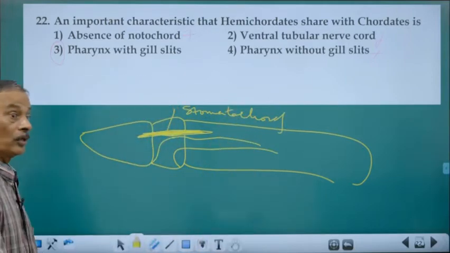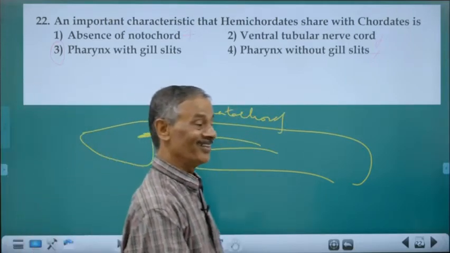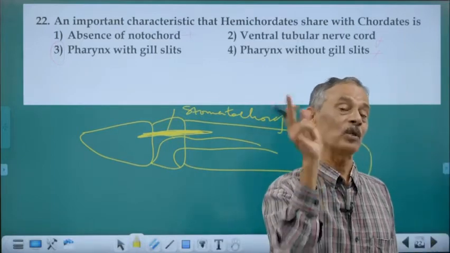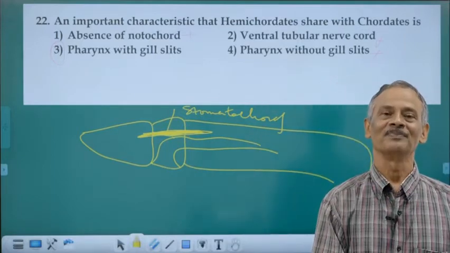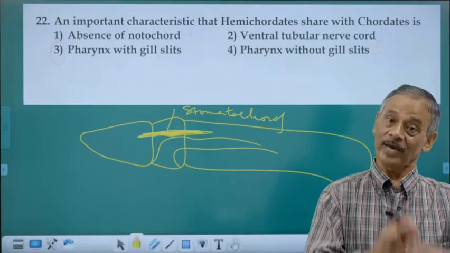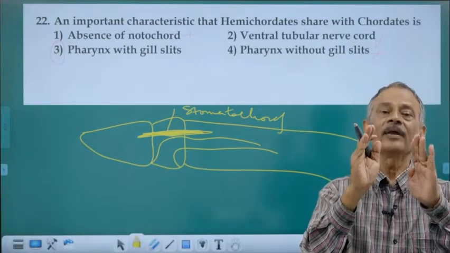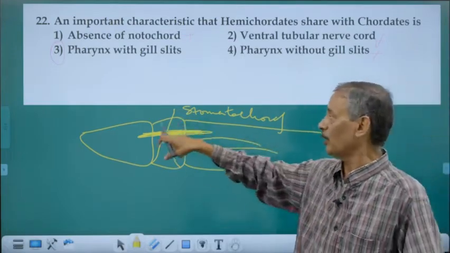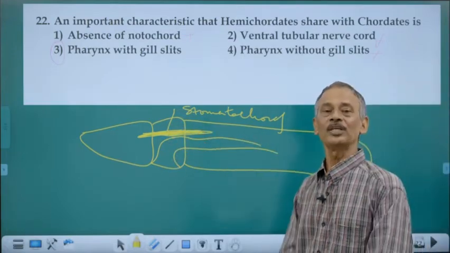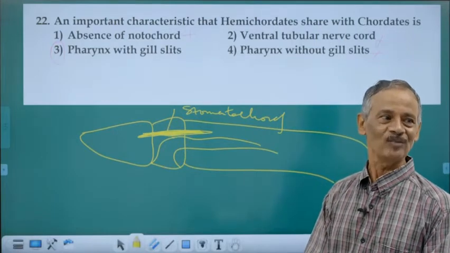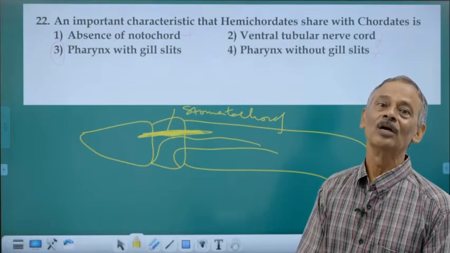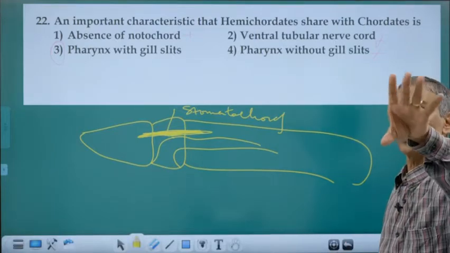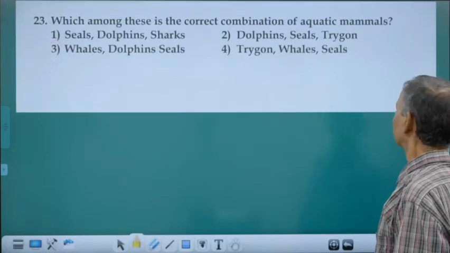It is not notochord. Why? Notochord develops from mesoderm, whereas stomatochord develops from the roof of the buccal cavity, that's endoderm. Though they are similar in position and have similar function of supporting, giving mechanical rigidity to the anterior part of the body, in origin they are different. That is why we cannot call them notochord. That is why they have been separated from chordates.